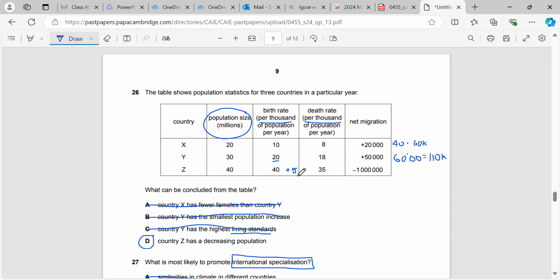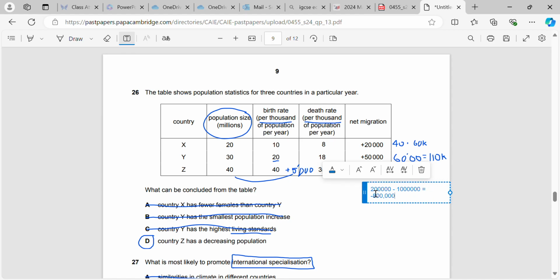So if we have 5,000 multiplied by 40, okay, now it would be 5,000 because we change it from thousands into millions. 5,000 multiplied by 40 is going to give us an increase of 200,000 people, but we have had net migration of 1 million, so the population has actually decreased by 800,000 in this country. Hence why it's correct. That statement can be concluded from the table.